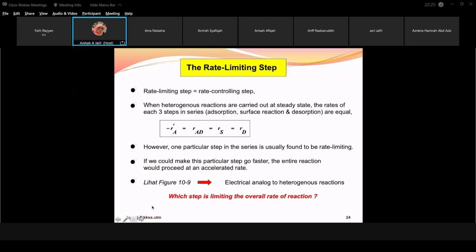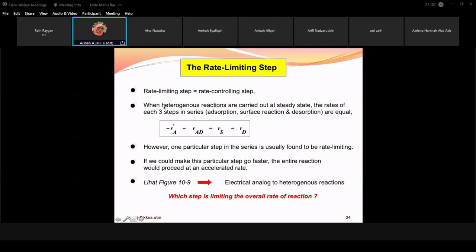Okay, now you have learned 3 steps, the important steps in the catalytic reaction, which are adsorption, surface reaction, and also desorption. So within these 3 steps, you have to determine just one, which is the rate limiting step. What is the rate limiting step? The rate limiting step is the rate controlling step. In these 3 steps, you have to determine which one is the important step that controls the reaction. If you know, you can run the reaction. That's why you have to know the rate limiting step for that reaction.